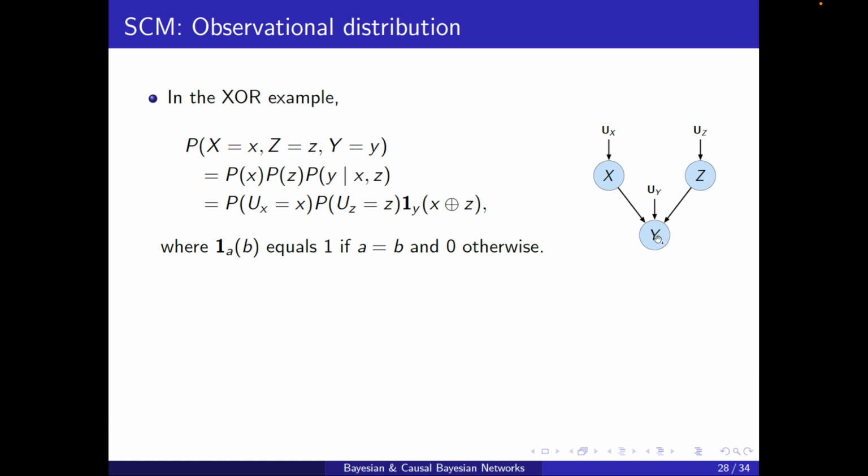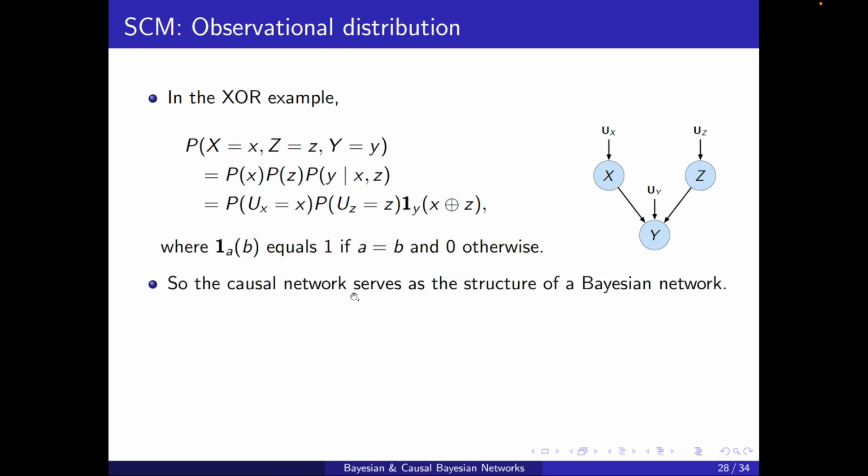What about y? Well, P of y conditioned on x and z will be 1 if y is exactly an XOR of the two. It will be 0 if anything else is happening, if it's not equal to the XOR of these two. So for example, if I have x equal to 1, z equal to 1, and then I put 1 here also for y, then this should be 0. And this is how I'm defining it. So this is the joint distribution. You see that from an SCM, I am able to get the joint distribution of my variables.